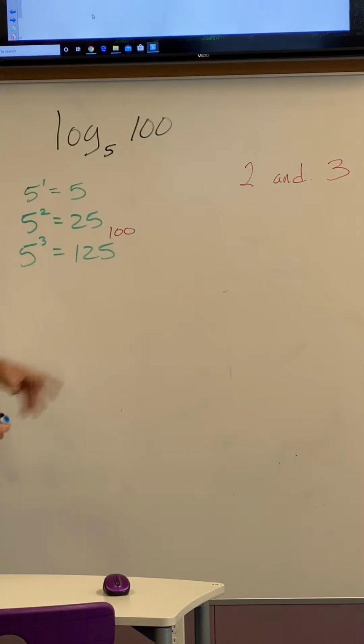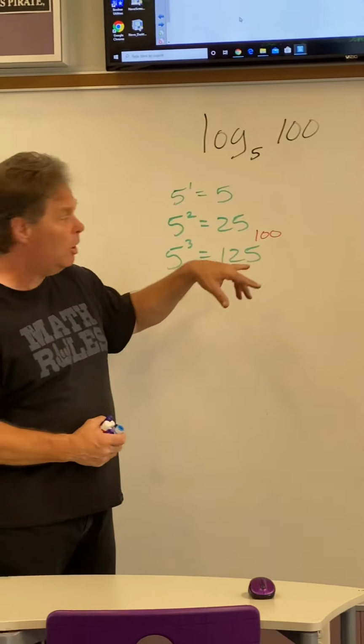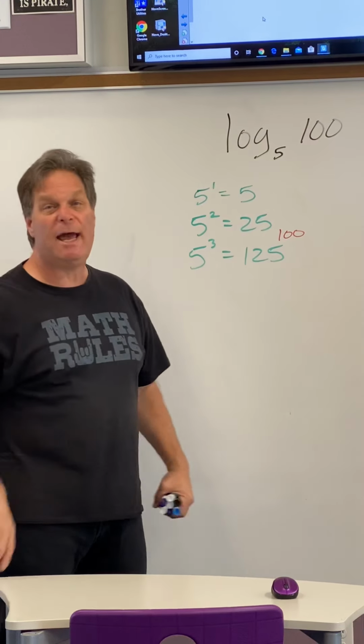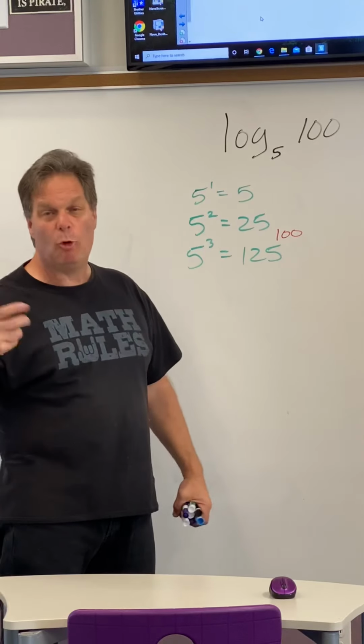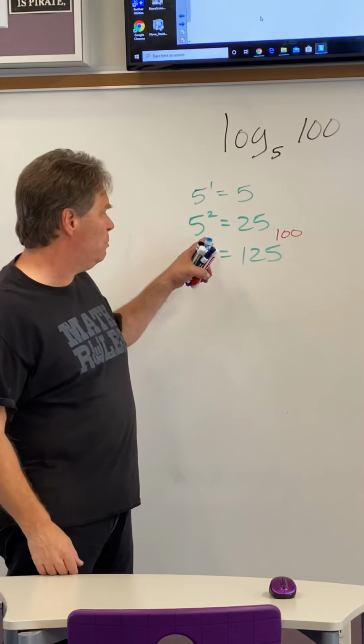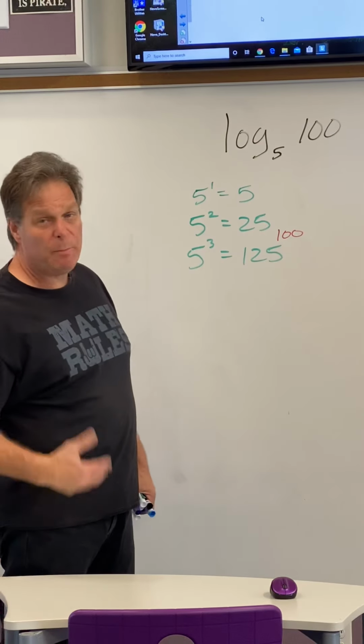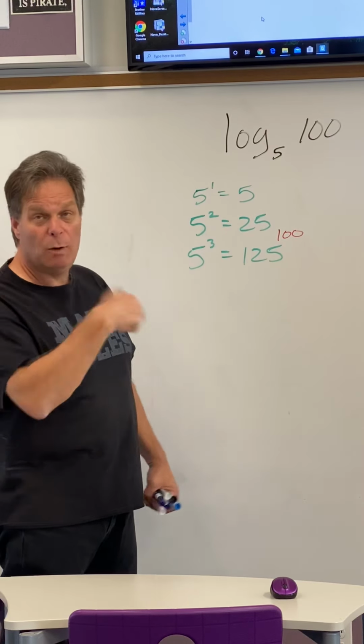And notice 100 is closer to 125 than it is to 25. So actually the decimal number will be closer to 3 than it is to 2. It'll be bigger than 2.5. Okay, it'll be 2 point something. I don't know what it is, but it will be bigger than 2.5 because this guy's closer to this. So that is the power that you'd have to raise 5 to get 100.